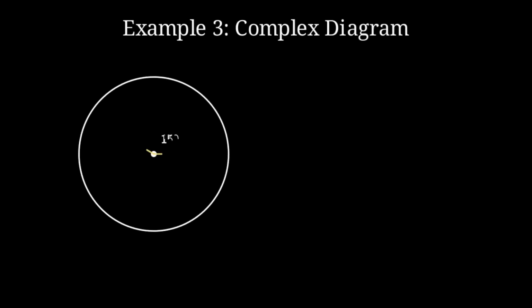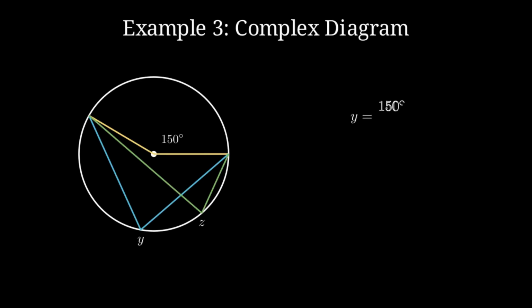In more complex diagrams, you might see multiple inscribed angles. If they all open up to the same arc, they are all equal to each other and all equal to half of the central angle. Here, both y and z are 75 degrees.